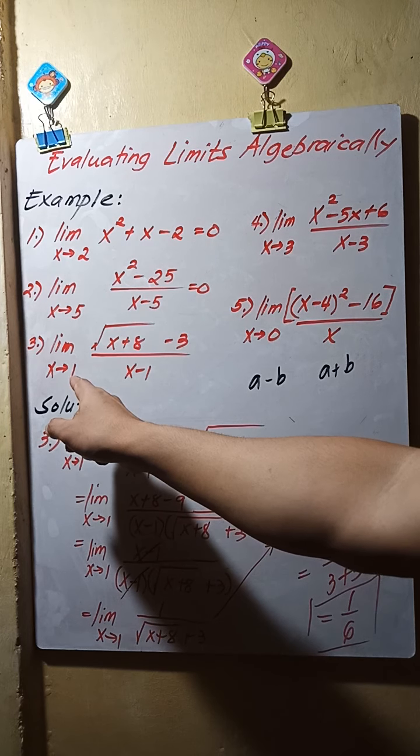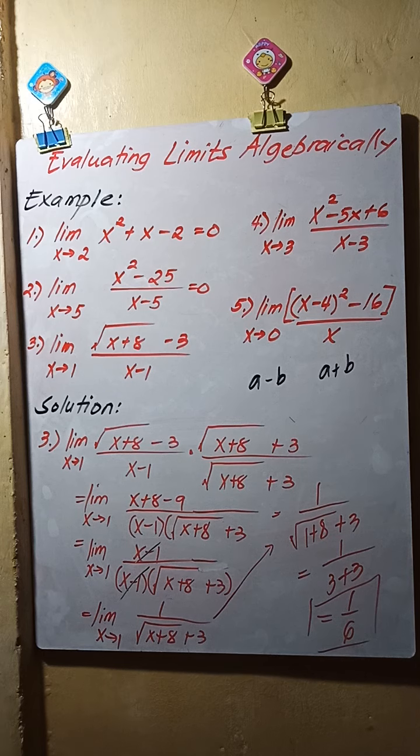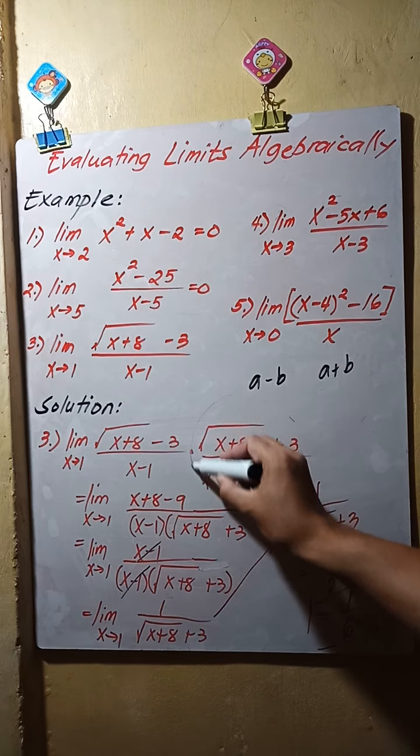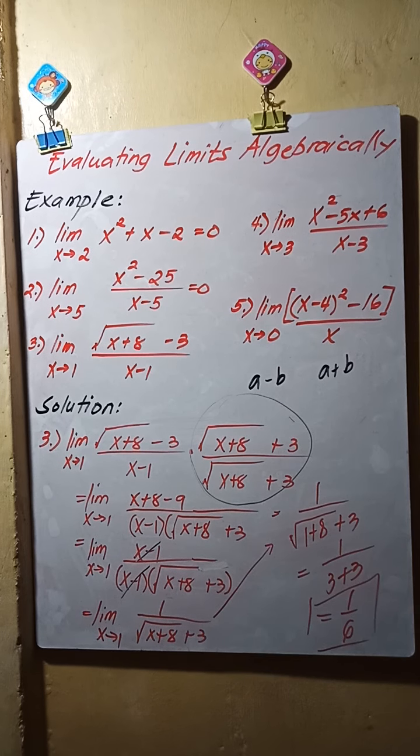So the same lang dito. Pag nilagay ko sa x, that is automatic 0. Bawal tayong magkaroon ng indeterminate form. So yung solution natin sa problem number 3 is to multiply its conjugate. So i-multiply natin sa kanyang conjugate.